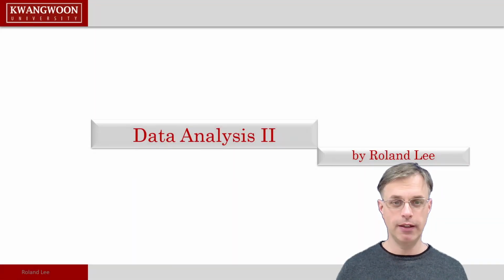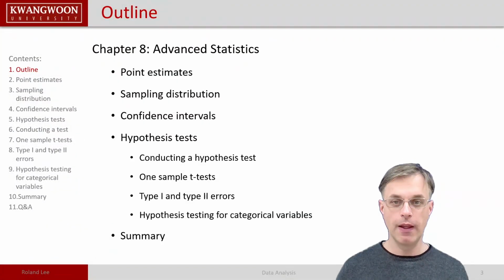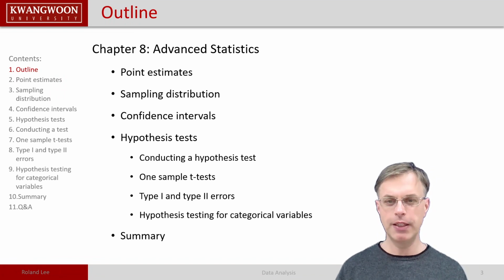This is data analysis, the second part, and we can start now with chapter 8, advanced statistics. You see here the topics: point estimates, sampling distribution, confidence intervals, hypothesis test. What we will do first is start with the three topics: point estimates, sampling distribution, and confidence intervals. The remaining topic, I believe I will put into another video.